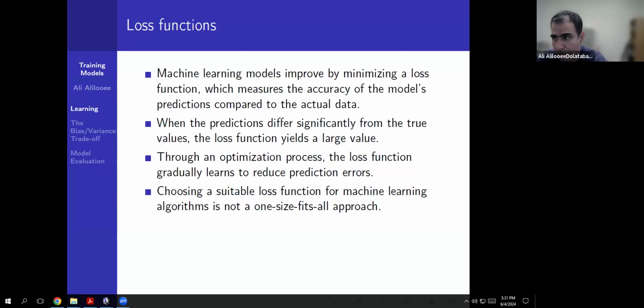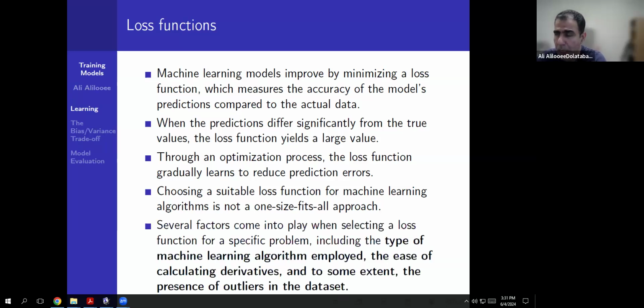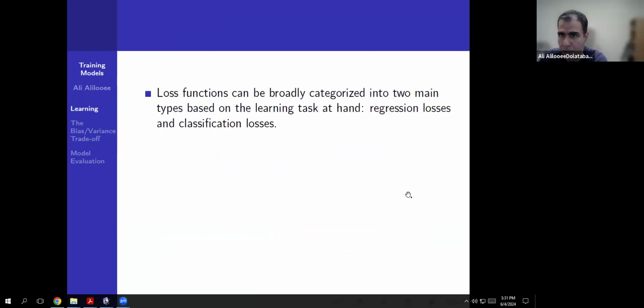Choosing a suitable loss function for a machine learning algorithm is not a one-size-fits-all approach. We will see through one example that finding a suitable loss function sometimes can be very tricky. Several factors actually come into play when selecting a loss function for a specific problem, including the type of machine learning algorithm employed, the ease of calculating derivatives, and to some extent the presence of outliers in data sets. We will see this through one example in another video.